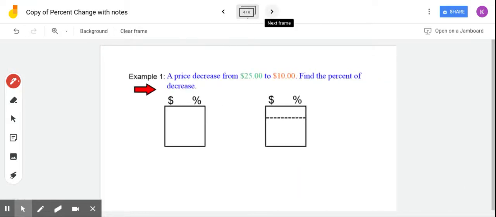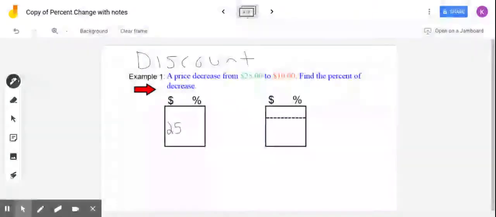Okay, so let's start. We have a price decrease from $25 to $10. Find the percent decrease. Okay, so something's $25 and it went to $10. What we're really talking about here is a discount. And we're looking for that percent discount. Okay, so the original money was 25, and in our original box, this is always going to be 100%. We're always starting off with 100%.